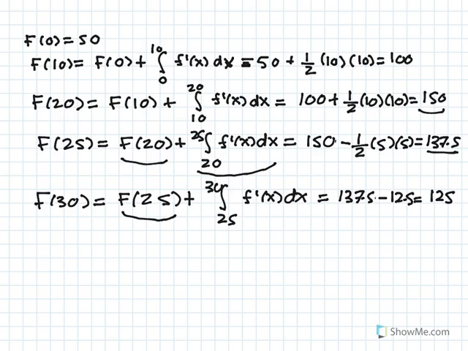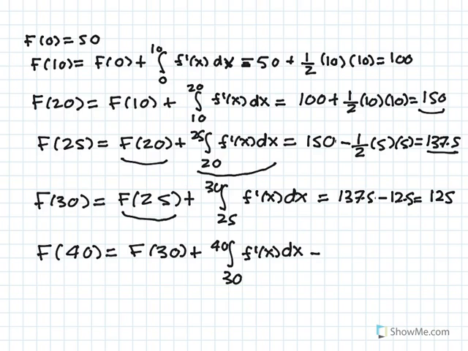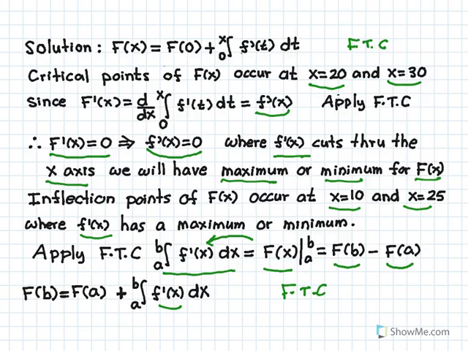Now let's look at F of 40. F of 40 will be capital F of 30 plus the integral from 30 to 40 of f prime of x dx. Capital F of 30 is 125 plus, what about the area from 30 to 40? How do we calculate this integral? Let's go to the diagram.